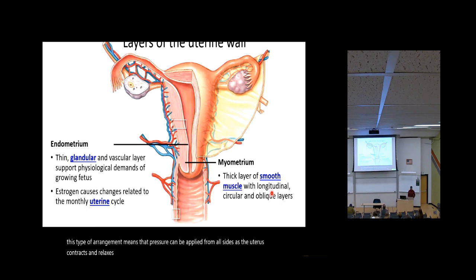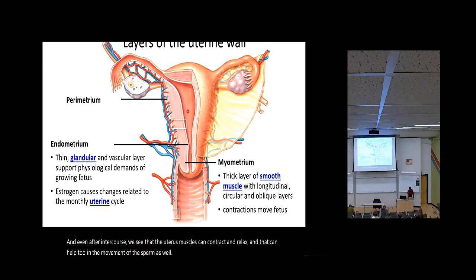And so this contraction and relaxation can serve a number of functions. It can help to move the fetus out during delivery. Also during the monthly menstrual cycle, it can help to force out the menstrual flow. And even after intercourse, we see that the uterus muscles can contract and relax, and that can help in the movement of the sperm as well.